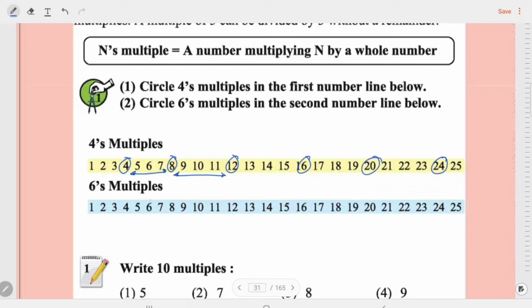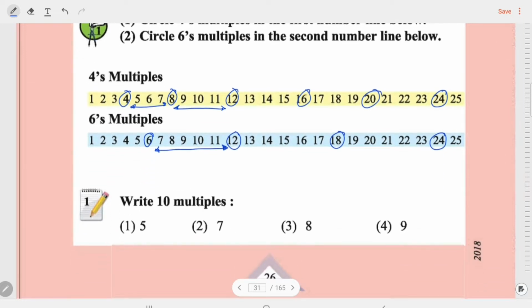What about 6's multiples? First is 6, then 6 2 is 12, 6 3 is 18, 6 4 is 24 and so on. Here also you can count the distance. 6 plus 6 is 12, so in between there are 5 numbers. Now 10's multiples: 5 into 10 is 50, 7 into 10 is 70, 8 into 10 is 80, 9 into 10 is 90.